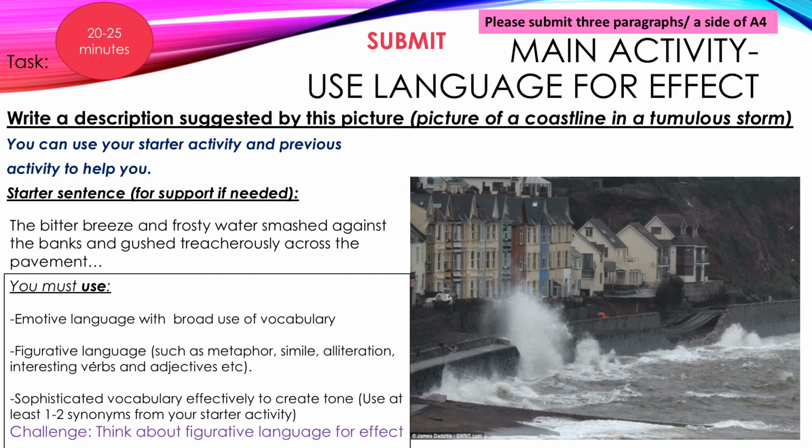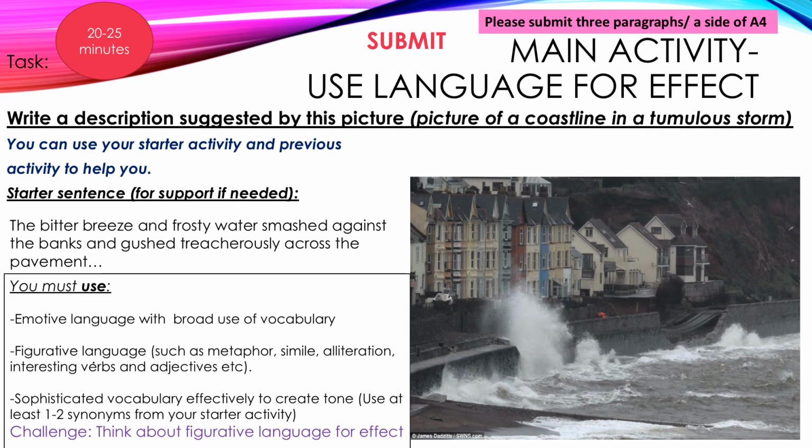Okay, and that really gives us the imagery of the banks with the water gushing over onto the pavement, which is a noun, along with the banks, which is also a noun. So we can really see the emotive language that is used in this starter sentence, because words such as bitter and frosty and treacherously really bring the language alive, okay? And we have that vibrant imagery there.